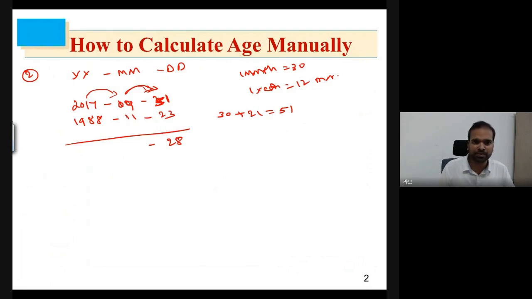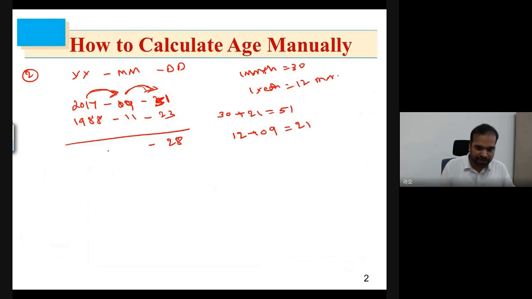It is not possible. So I need to borrow from the year. From 2017, I need to take 1 year. So 1 year equals how many months? 12 months. Here we have what? 9 months here. So this is what? This is 21 months.